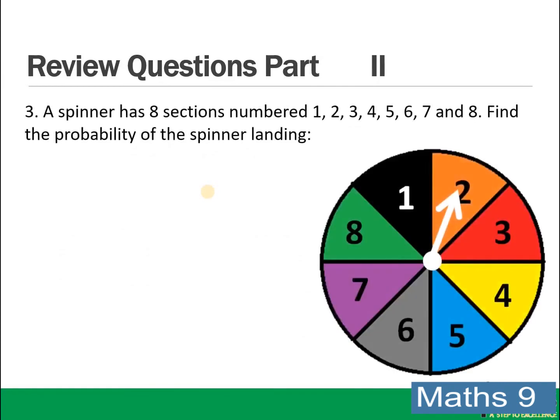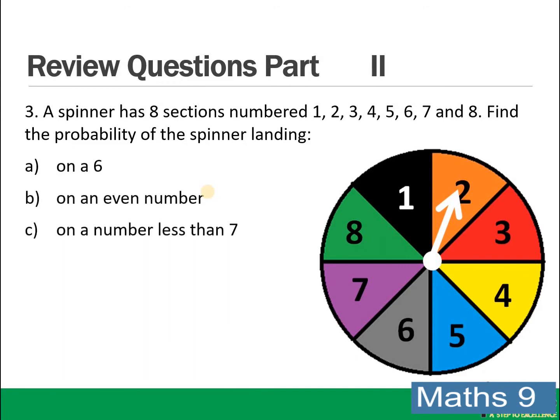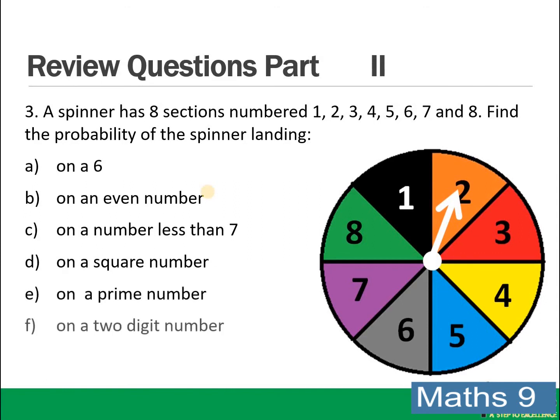Part 2. A spinner has 8 sections numbered 1, 2, 3, 4, 5, 6, 7 and 8. Find the probability of the spinner landing on a 6, on an even number, on a number less than 7, on a square number, on a prime number, on a 2-digit number, on a single-digit number. Pause the video whilst you work them out.